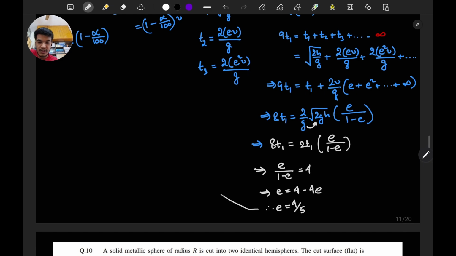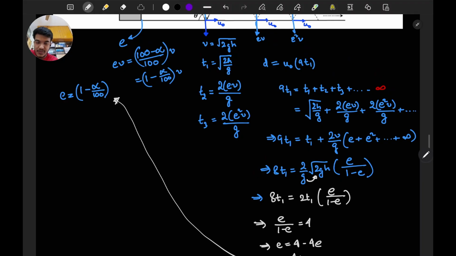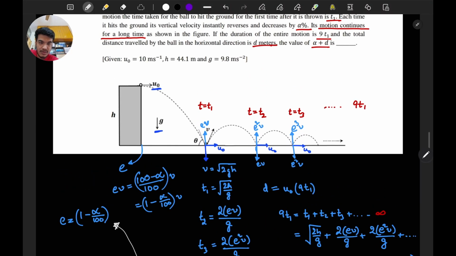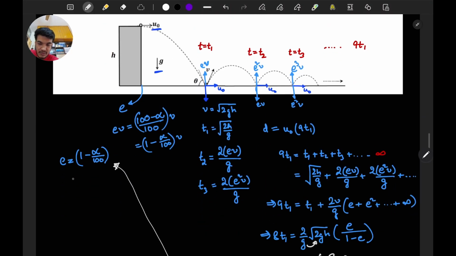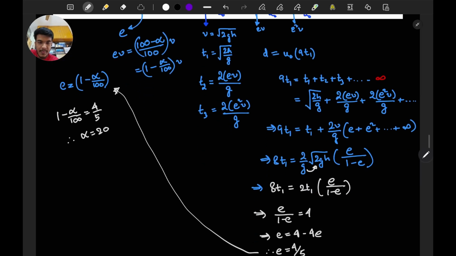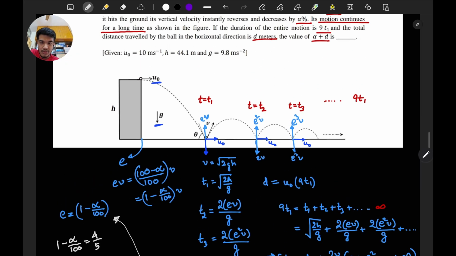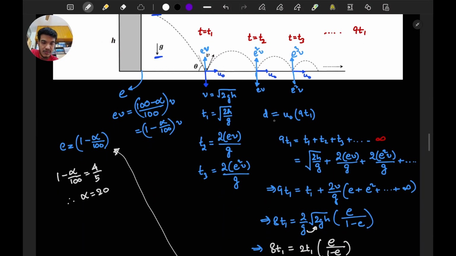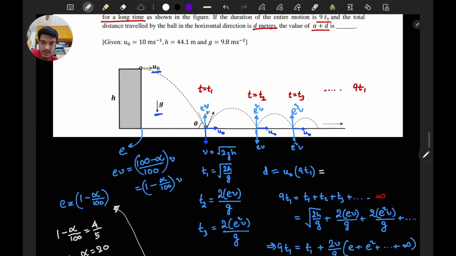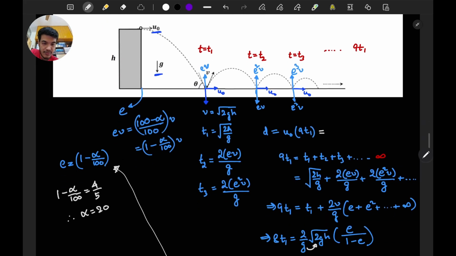And if I solve from here, I would get e as 4 by 5. Right. So if my e is 4 by 5, from here I can get the value of alpha, which is 1 minus alpha by 100 equal to 4 by 5. So therefore alpha equal to 20. Now also what I can do is I can get the value of d directly from here.